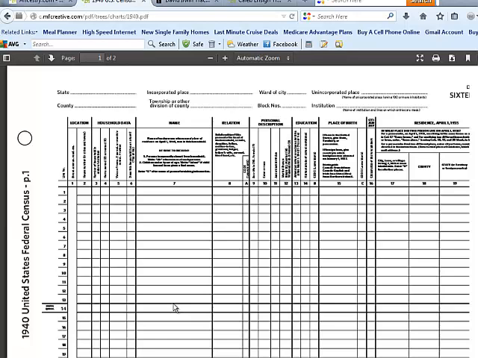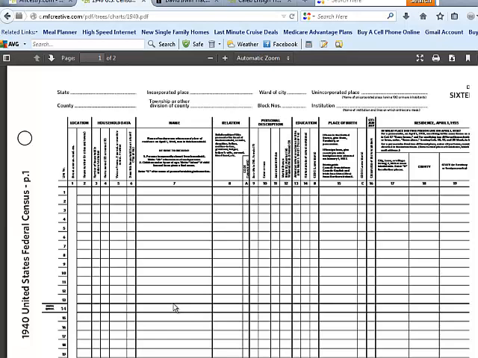Okay, this is the last census that we currently have available to us. It's the 1940 census. It came out about 4 years ago, so it's a relatively new census to the public. The 1940 census is really a completely different census. And in actuality, it contains very little personal genealogical information, okay?